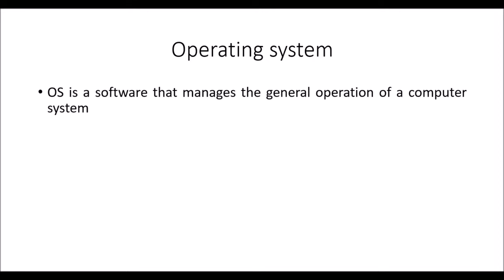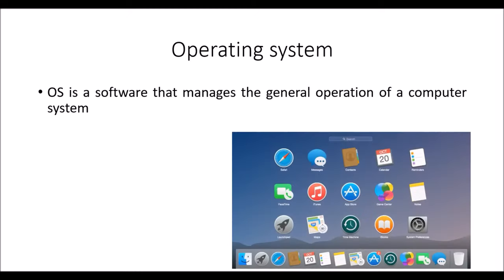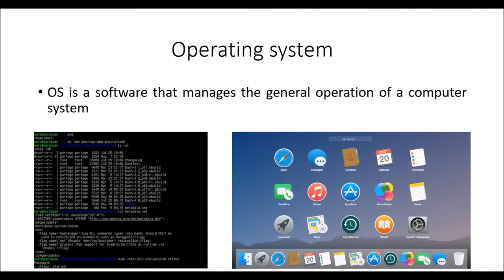Now, operating system. Operating system is software that manages the general operation of a computer system. So the keyword here is manage. It manages or controls the general operation of a computer system. So take note of this. We do have a lot of them, but basically, operating systems can be categorized into two. One is graphical user interface, as in the first picture you see, and the second is the command line interface. Graphical user interface, which is GUI, and CLI, command line interface.